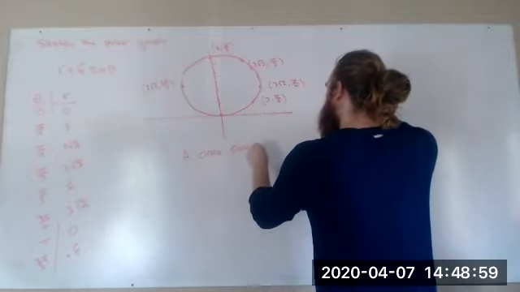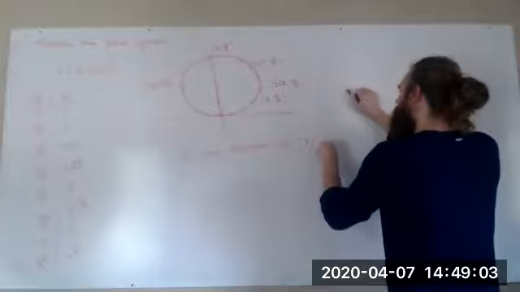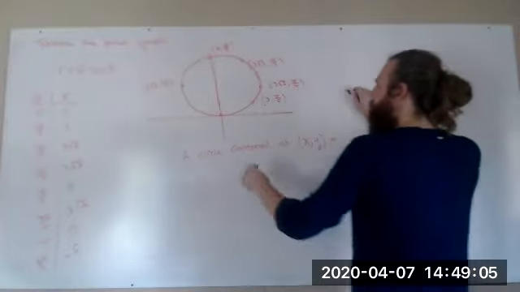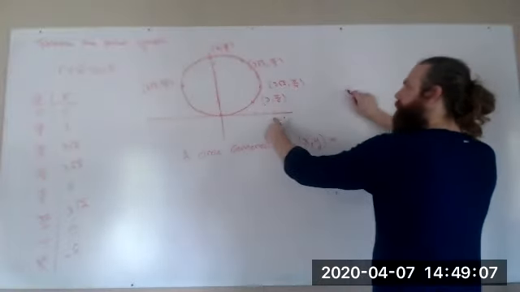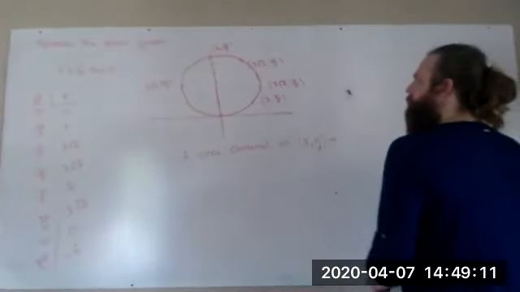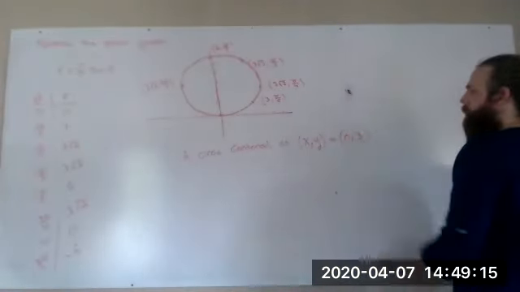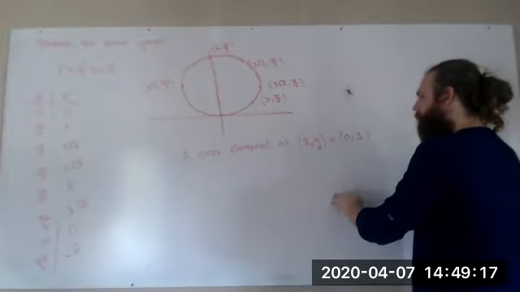This is a circle centered at the Cartesian point, or the rectangular point, x comma y equals... The last one was centered on the x-axis, this guy is centered on the y-axis. That's what swapping cosine for sine does. So this guy is centered at the point 0 comma 3 in the xy plane, and he's of radius 3.